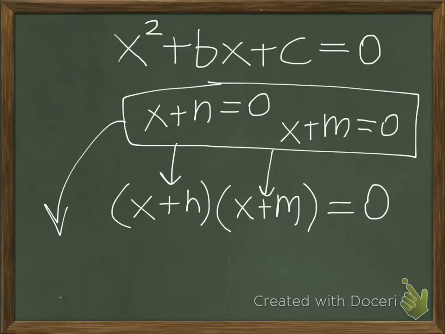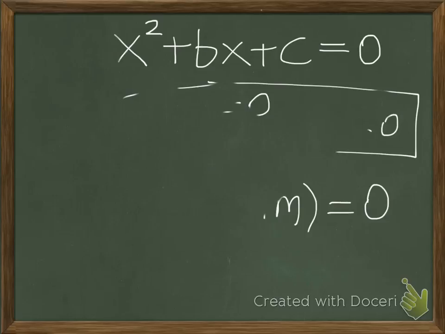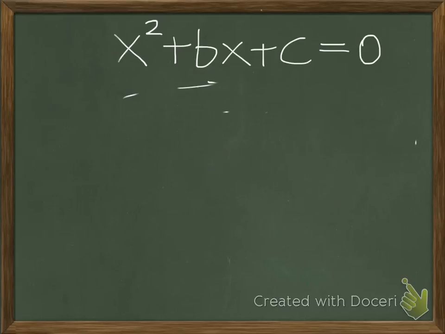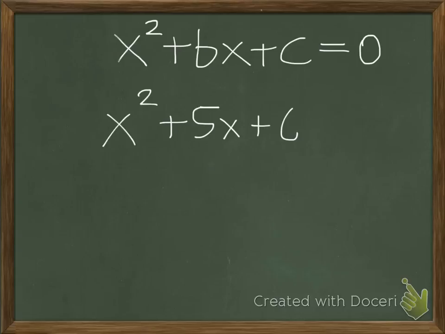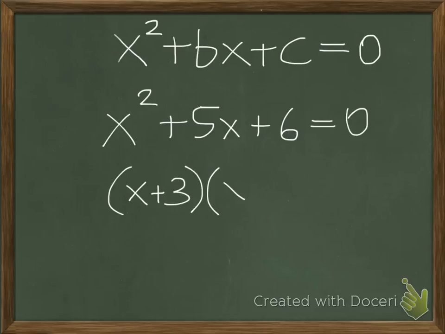Now, this doesn't work for all quadratics because some quadratics aren't factorable. So right now, let's do an example, okay? Let's do x squared plus 5x plus 6 is equal to 0. So the first step in solving this is we have to factor it. So what two numbers multiply to 6 and add to 5? Well, 3 and 2. So this would be factored as x plus 3 times x plus 2 equals 0.